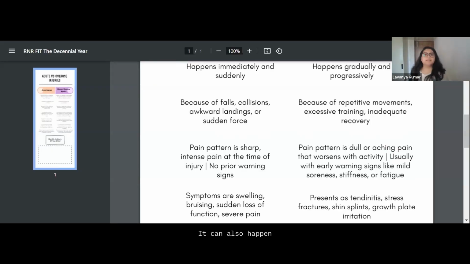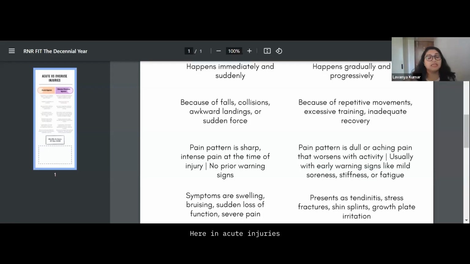It can also happen that you've been overtraining or heavily training for a couple of days, or 3, 4 days, or even weeks together, and there's not adequate recovery between your training sessions. Not enough sleep, not enough nutrition, not enough cognitive presence, and because of that, you can also get a chronic injury.